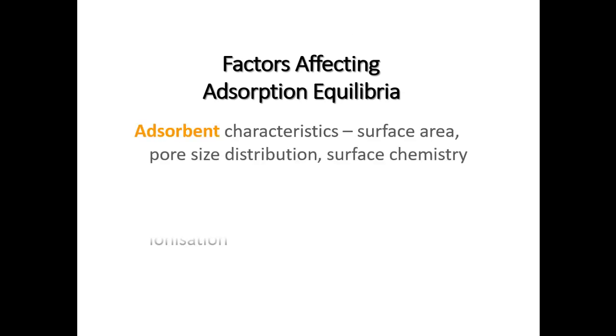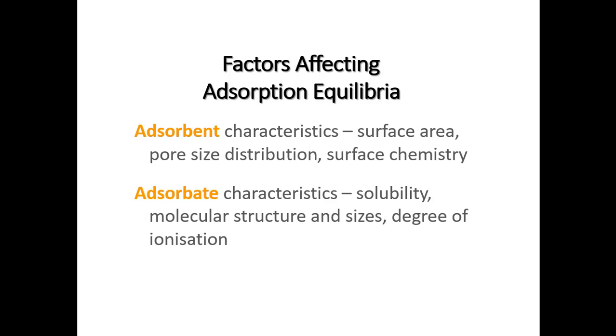What are the factors affecting adsorption equilibria? First, factors related to the adsorbent, and second, factors related to the adsorbate. So for the adsorbent, the characteristics, the surface area, the pore size, the surface chemistry, all of this will affect the efficiency of the adsorbent. And on the other hand, we have the adsorbate. The characteristics of the adsorbate, solubility, molecular structure and size, the degree of ionization, all of these characteristics will affect the efficiency of adsorption.